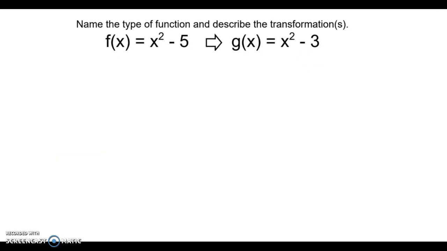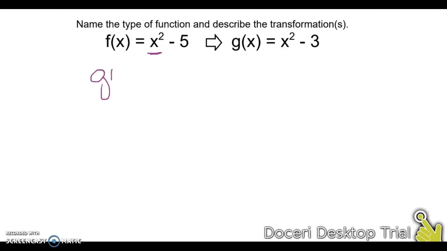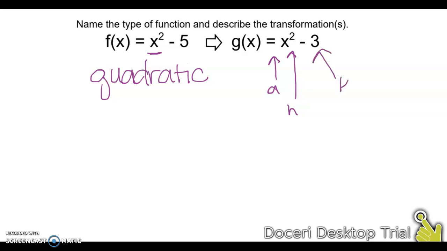Let's do another one. This is the function f of x equals x squared minus 5. X squared tells us what kind of function it is. It's a quadratic. So let's look at what we're moving it to. We're moving it to g of x, the function g of x. A would be in front. We don't have an a. H would be included in a parentheses of some sort. And then we have a k of negative 3.